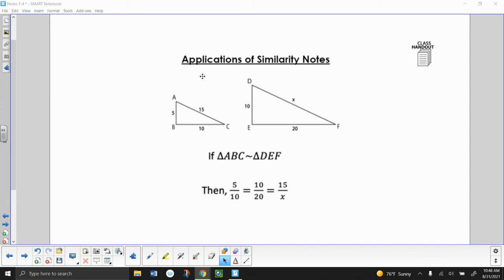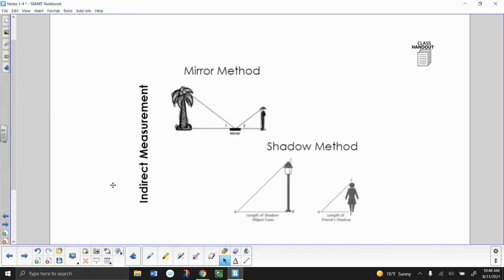All right, here's a video for notes 1-4 applications of similarity. So in notes 1-2, we learned that if two triangles are similar, we know that their sides are proportional, which means we can set up this ratio and solve for missing sides. In this lesson, I'm also going to talk about this method called indirect measurement, which is a way that we use similar triangles to solve for missing side lengths.